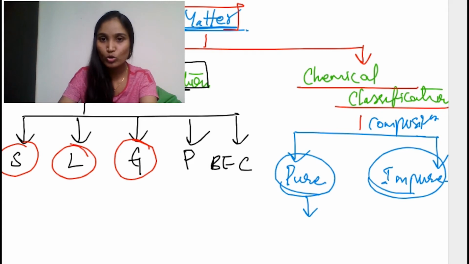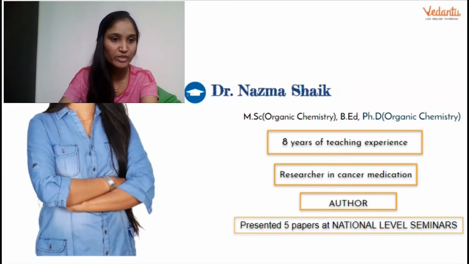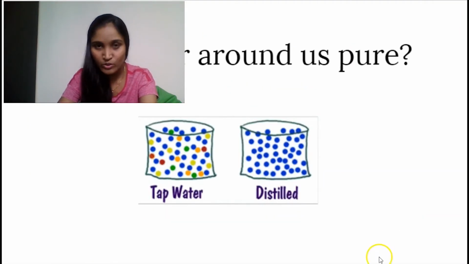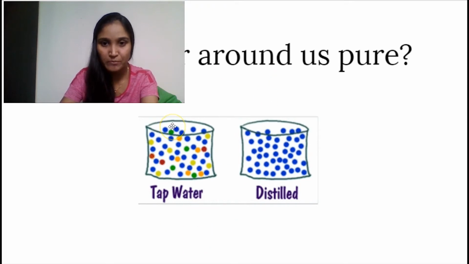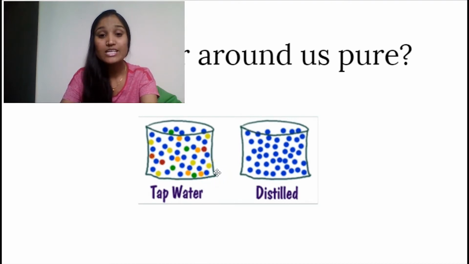If you have a sample which has different types of molecules, more than one type, it is impure. For example, I'll also show you one image just to make you understand more clearly. You just look at this image. First one is tap water. Observe what is there in tap water. All colorful molecules, right? Say blue molecules are water, yellow ones are maybe chlorine atoms, and the red ones are fluorine atoms, etc. Tap water is a mixture of water molecules and minerals.